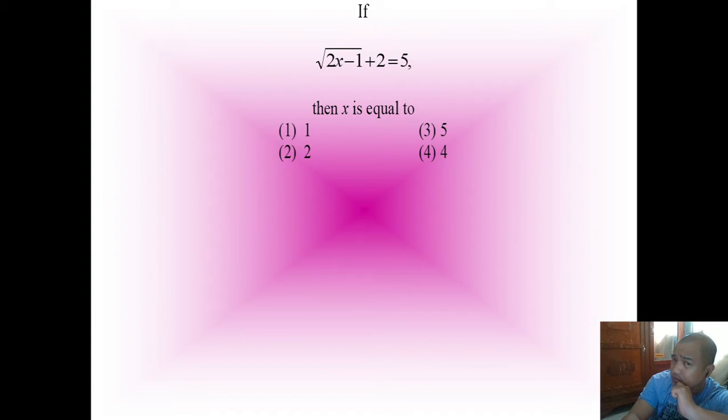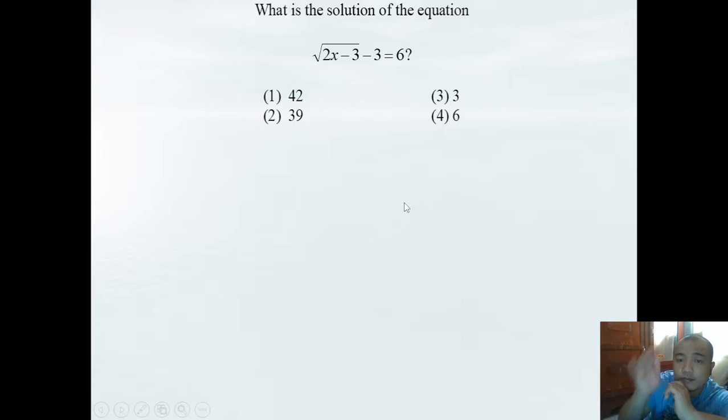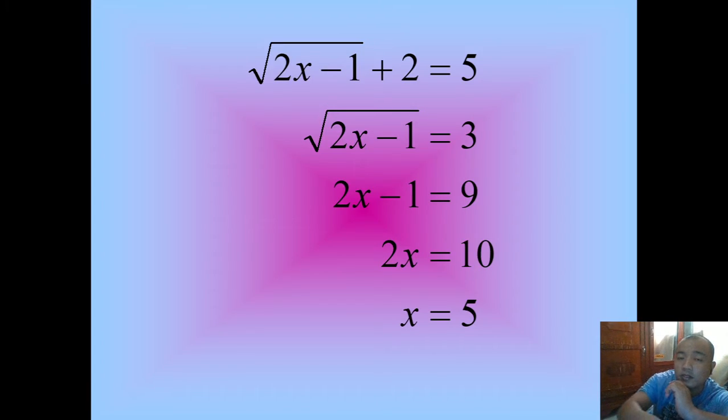Now, if square root of 2x minus 1, plus 2 equals 5, then what is x equal to? Okay, what's your answer? Of course, we first transpose 2 to the right side. 5 minus 2 is 3, right? So square root of 2x minus 1 equals 3. Square both sides of the equation. 2x minus 1 equals 9. 9 plus 1 is 10. 10 divided by 2 is 5. So the answer is 5. Yes, so you can check. Let's check. 2 times 5 is 10, minus 1 is 9. Square root of 9 is 3. 3 plus 2 equals 5. Yes. So always check your answer.